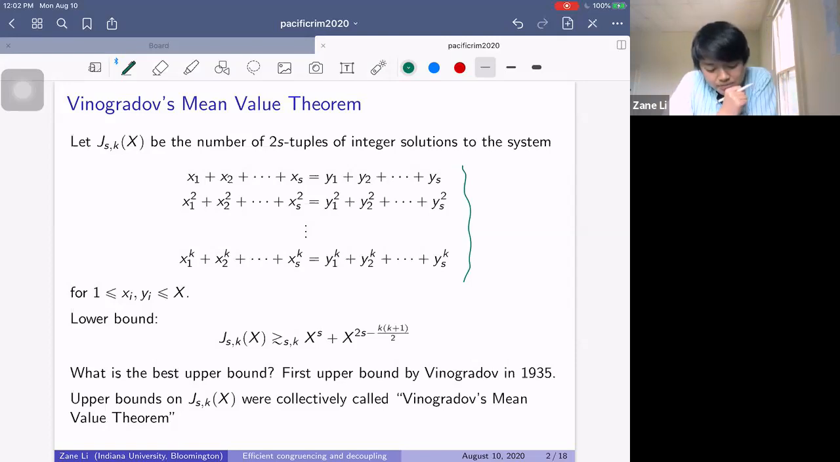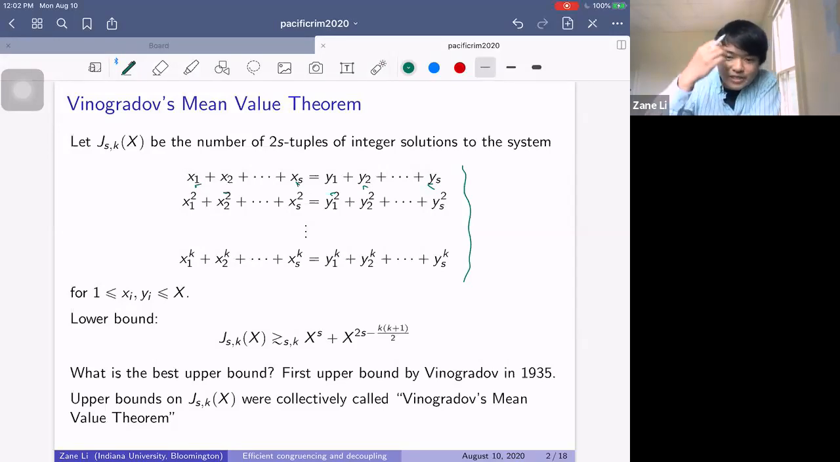Okay, so there are some trivial-ish lower bounds. If you let x1 be y1, x2 be y2, and all the way x_s be y_s, and have them range between 1 and x, there are at least x to the 2s many solutions.